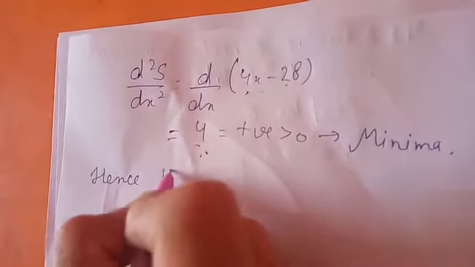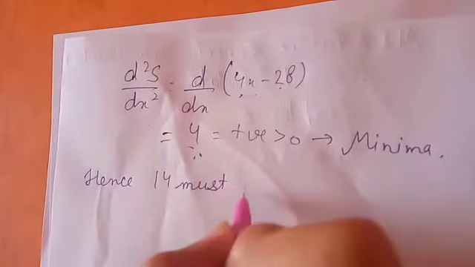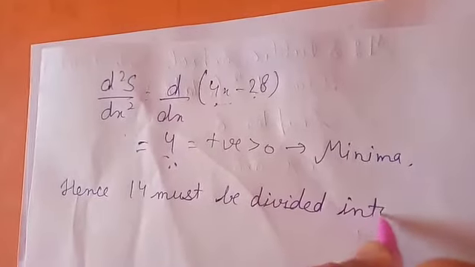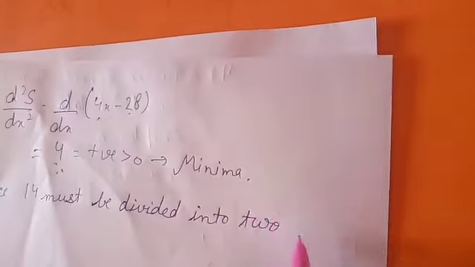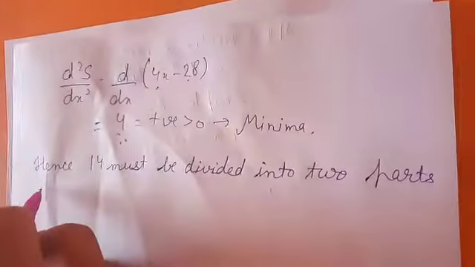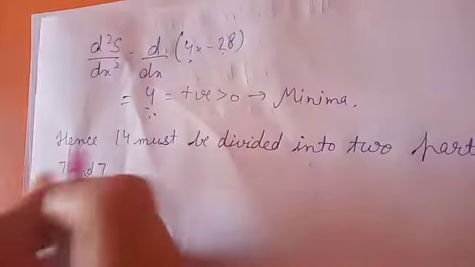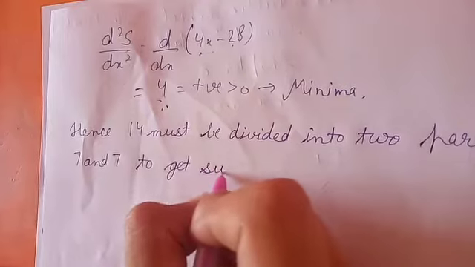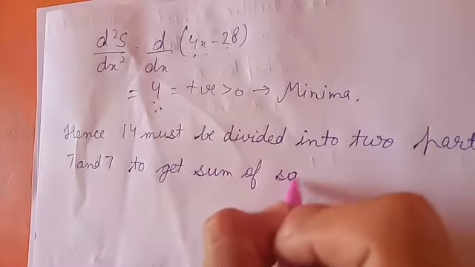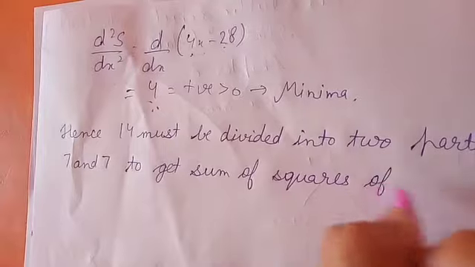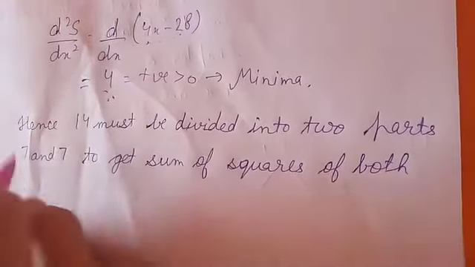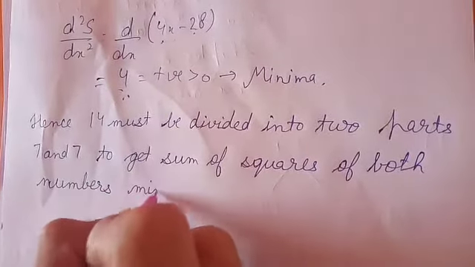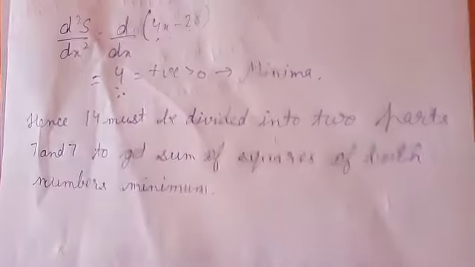Okay, then we write: hence 14 must be divided into two parts, 7 and 7, to get the sum of squares of both numbers minimum. Okay, understood.